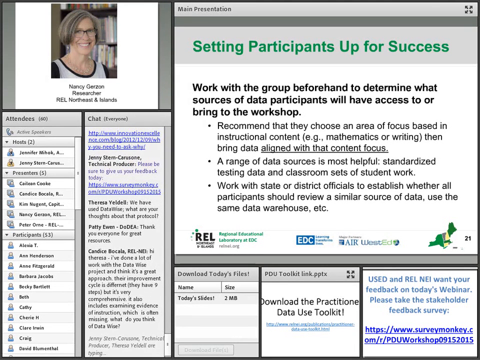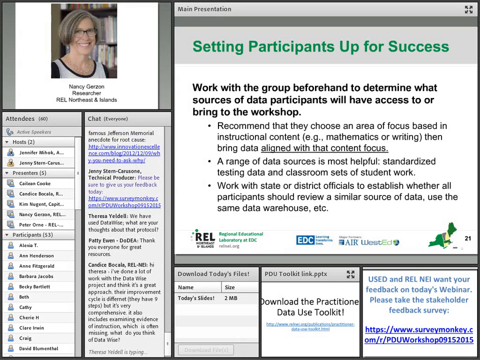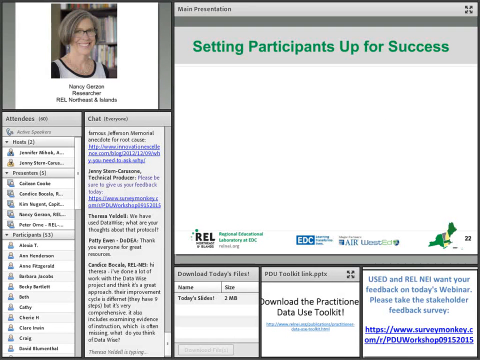And then finally, many schools and districts are using data warehouses or thinking about various sources of data, and so working behind the scenes to make sure that some of this data is available through the warehouses and that everyone has access, or that we know where that is, is very important to do beforehand.